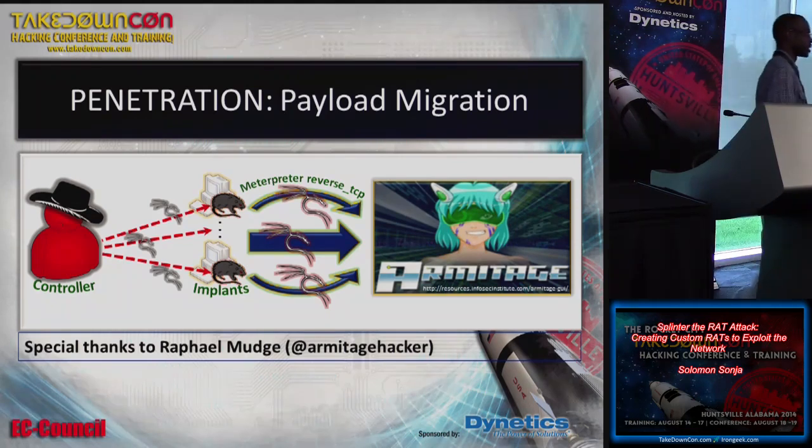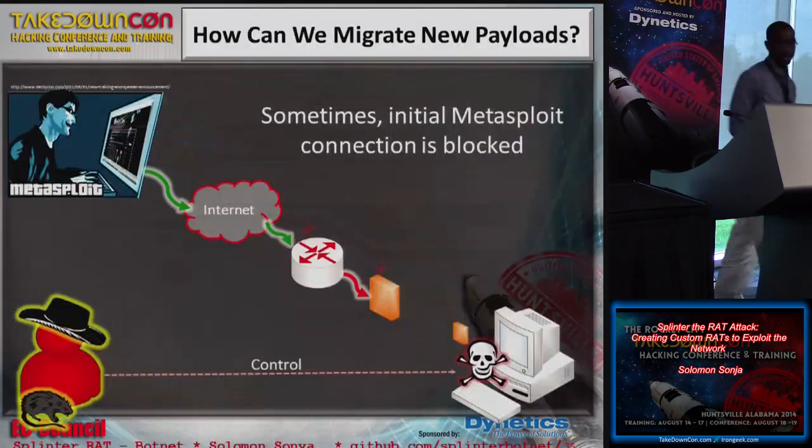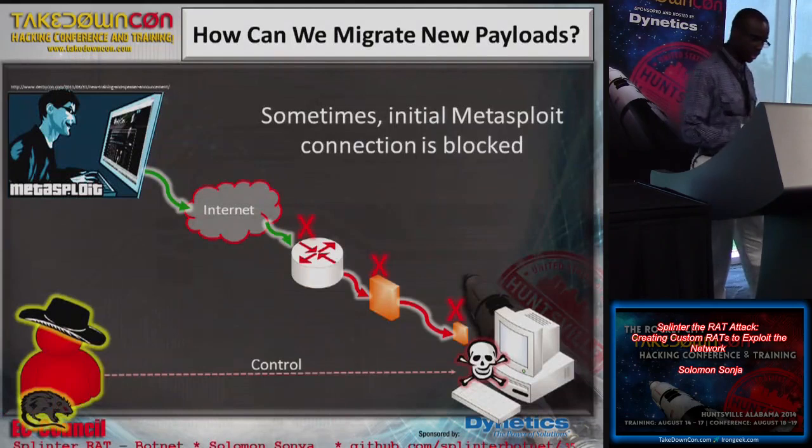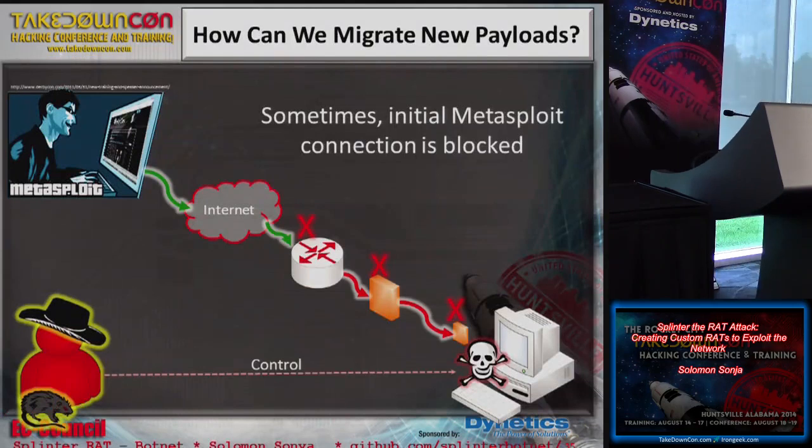But if we really want to exploit that system, let us say we want to use Armitage or Metasploit or any other program that you want to upload to the system. How can you go ahead and do so? Well, I created a payload migration in order to let you do this. So how can you actually migrate new payloads to the infected machine?